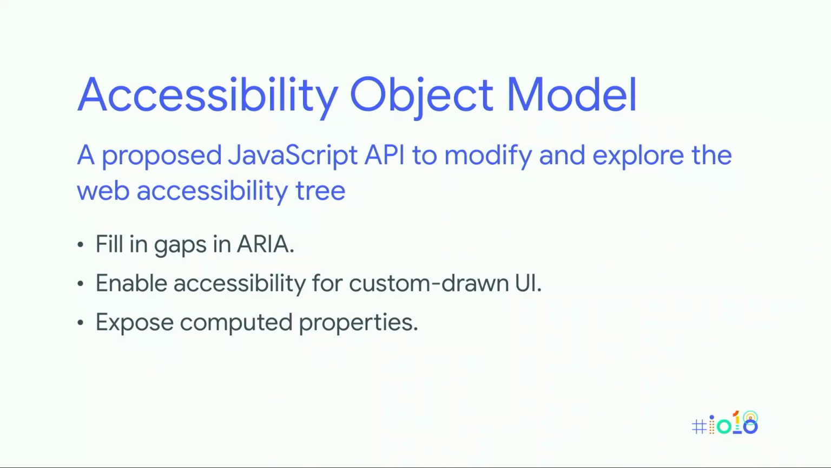If you're building a native app right now, you can build custom elements, and you could even do an entire custom-drawn UI. And if you want to, you can make that accessible using low-level primitives that allow you to basically create your own accessibility tree and respond to events and customize the whole experience. And some advanced apps do that now, but it hasn't been possible on the web. So the accessibility object model is going to solve three problems. The first is to fill in the gaps in ARIA.